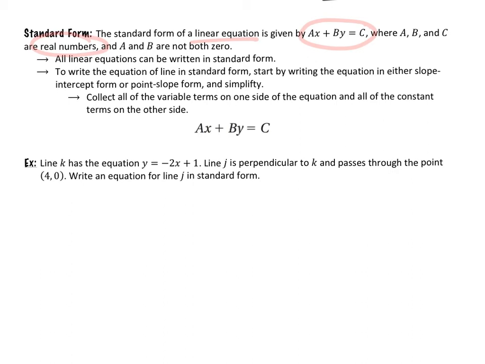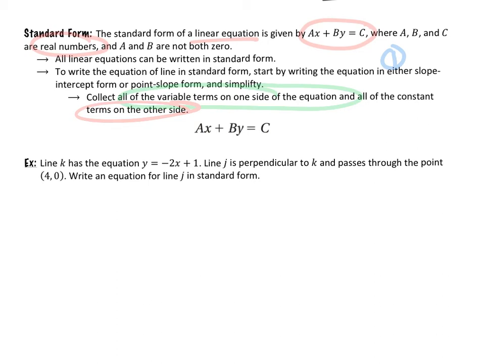In order to write it in this form, we're going to start by writing it in either slope-intercept form, or we'll see point-slope form, okay? But then we simplify. So we're going to combine all like terms, and then we're going to collect all of the variable terms on one side of the equation, and all of the constant terms on the other side. So what does that look like? Well, we have an example.